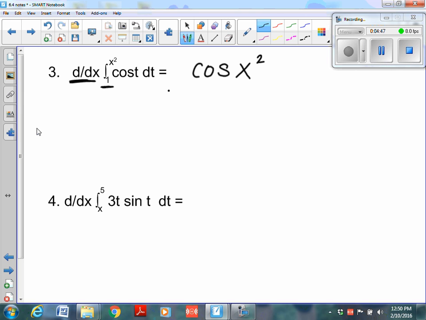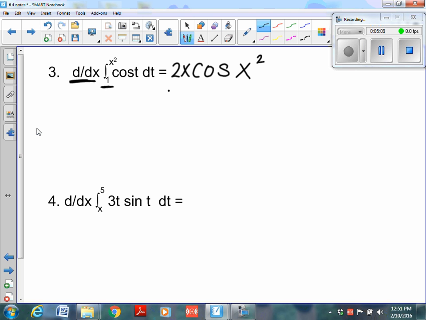You're not going to understand this until you get to the next chapter, but you also have to take the derivative of the highest limit. What's the derivative of x squared? 2x. I'm going to put it out in front. Final answer.